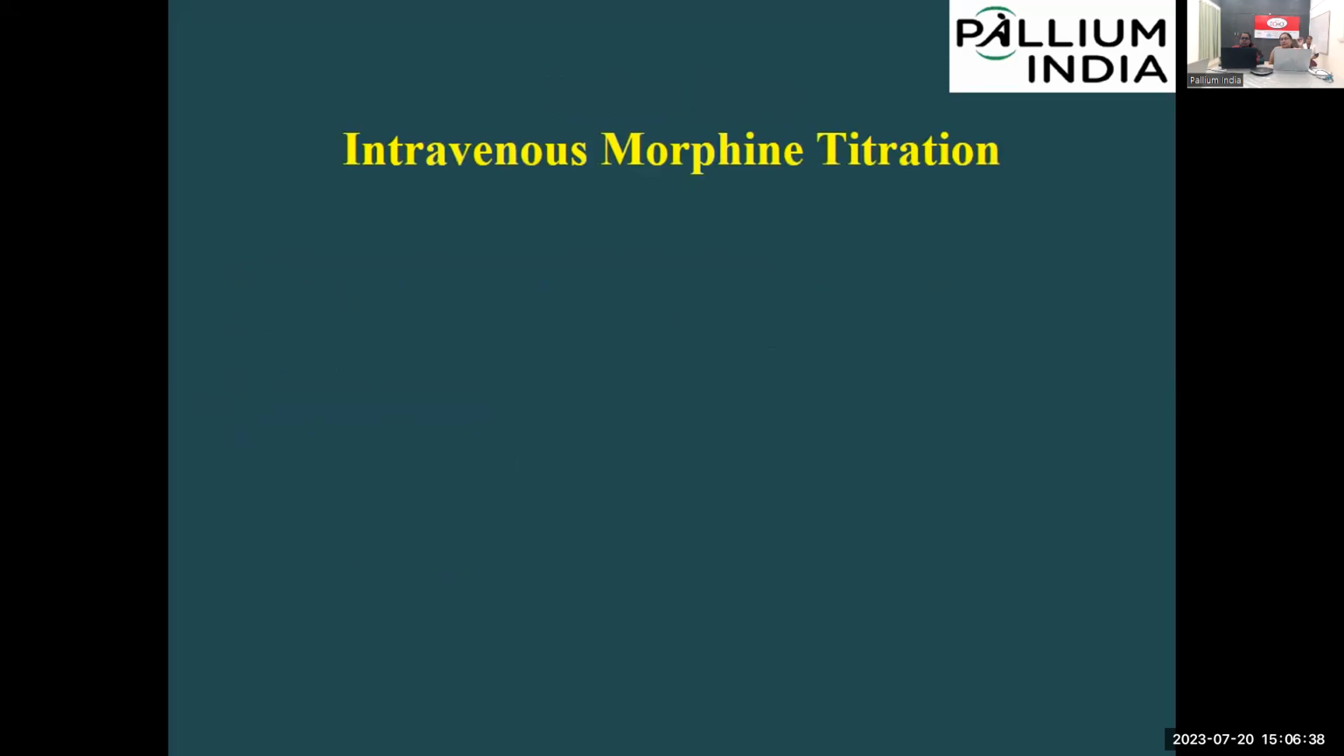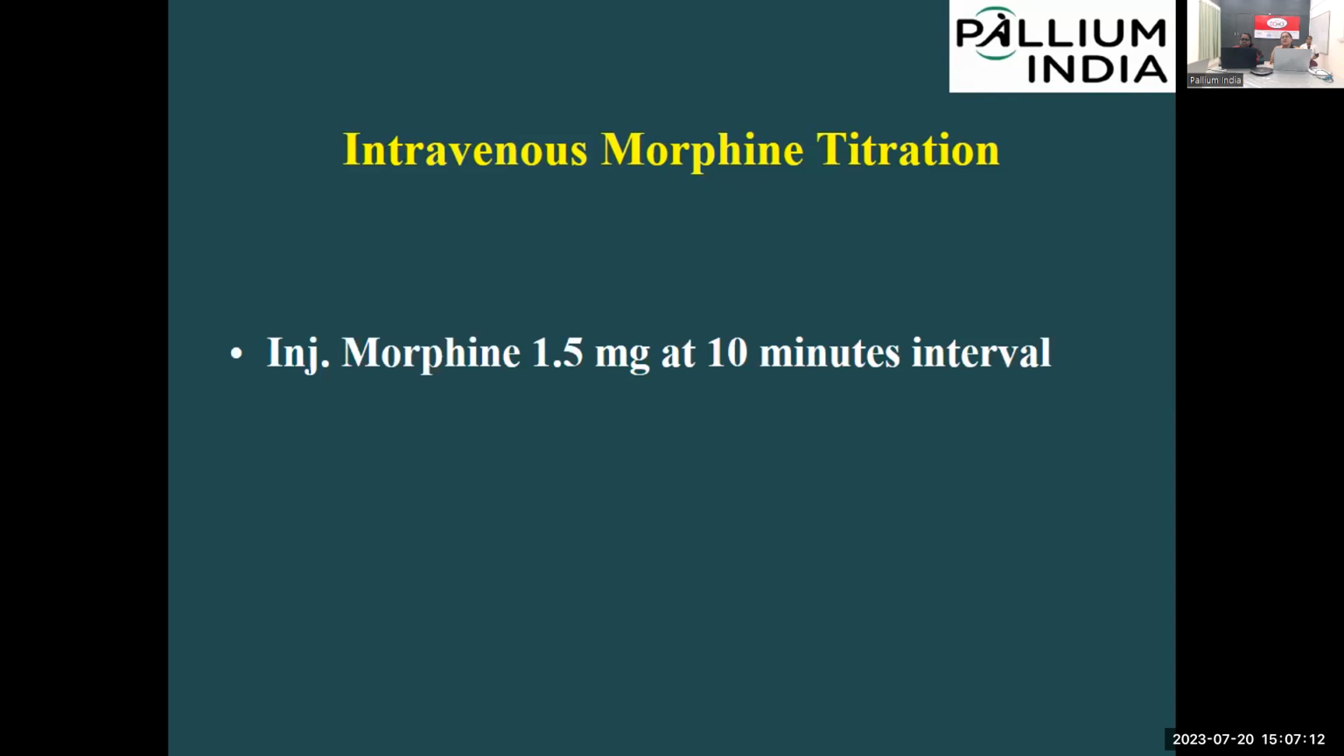One ampule of morphine, that is 1 ml, contains 15 milligram of morphine. We'll have to dilute this 1 ml of morphine with 9 ml of distilled water, making it 10 ml. So 1 ml of the diluent will contain 1.5 milligram of morphine. This 1 ml, which contains 1.5 milligram, will be given to the patient every 10 minutes. So injection morphine 1.5 milligram will be given at every 10 minute interval. And then this will be documented.